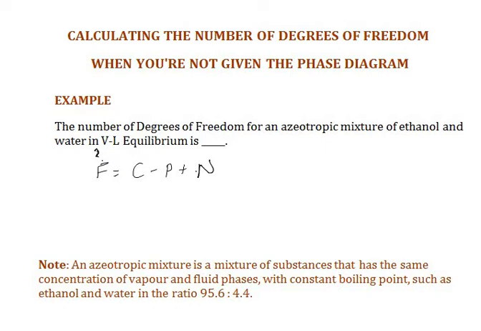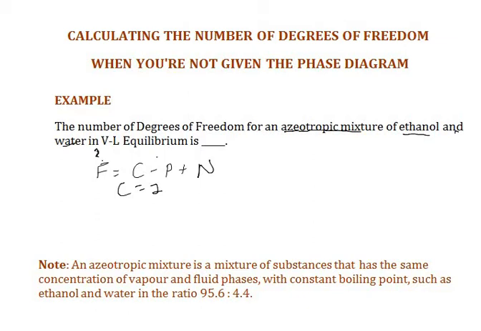Sometimes when you're given the phase diagram itself, you're not really given much information in words. So when you're not given the phase diagram, you can look very closely at the information that is given to you. Here we were told that the number of degrees of freedom for an azeotropic mixture of ethanol and water. How many components are there then? Ethanol and water, we have 2 components, right? So our C is equal to 2, and they said they are in VL equilibrium.